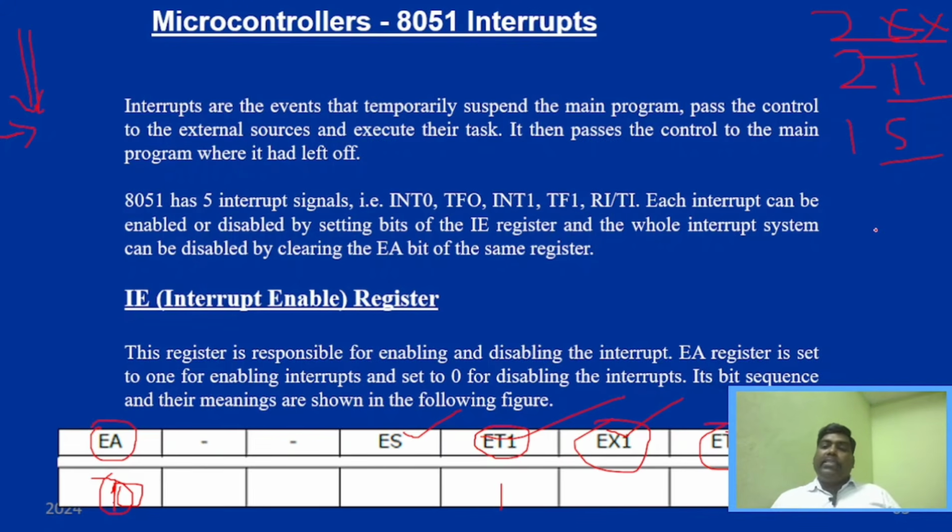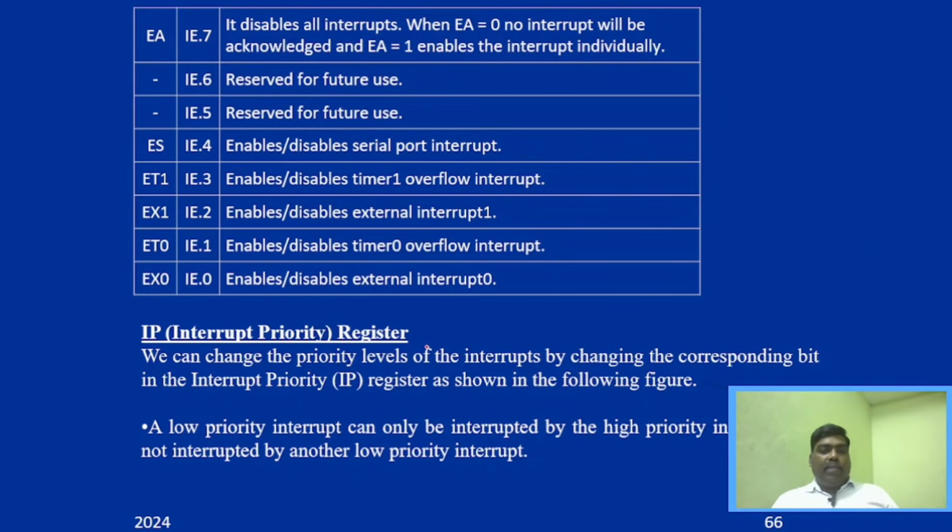And we have to understand, say for example, there are 2 interrupts at the same time. Then the microcontroller has to decide which interrupt to serve. That can be solved by giving priority to the interrupt. Depending upon the priority, the microcontroller will serve that interrupt. The one which has greater priority will be served first, and then the next one will be served. So that is what we are going to see in the interrupt priority register.